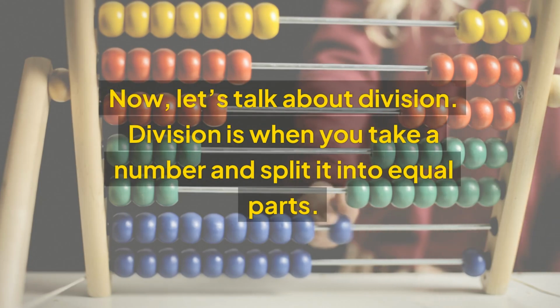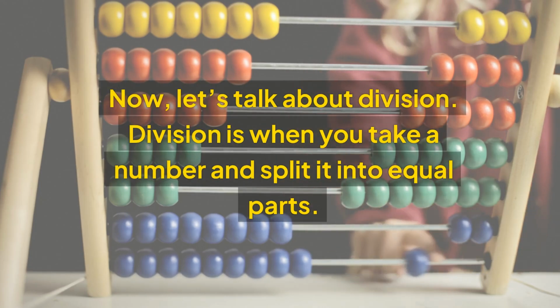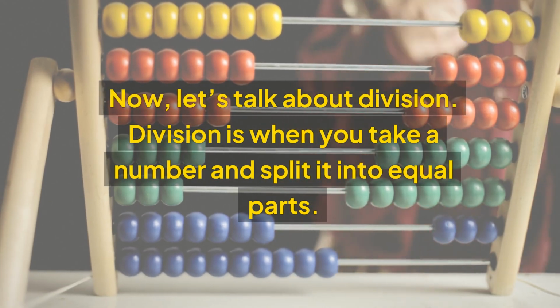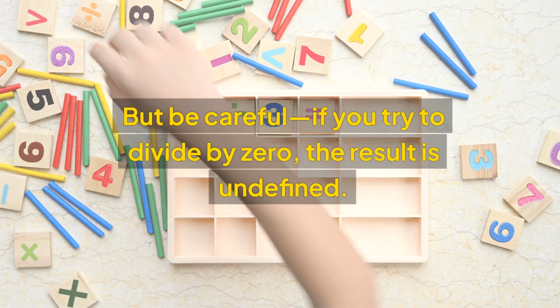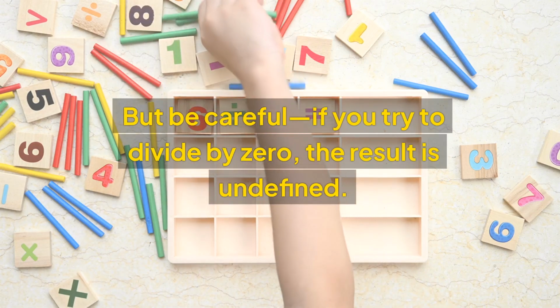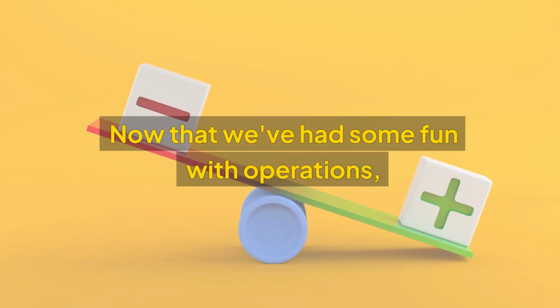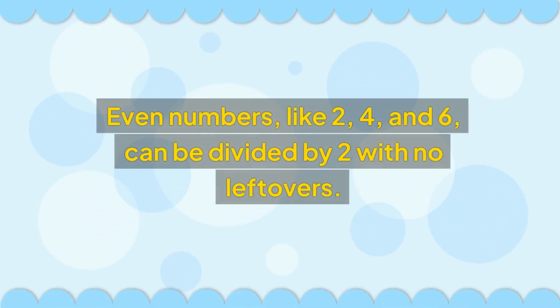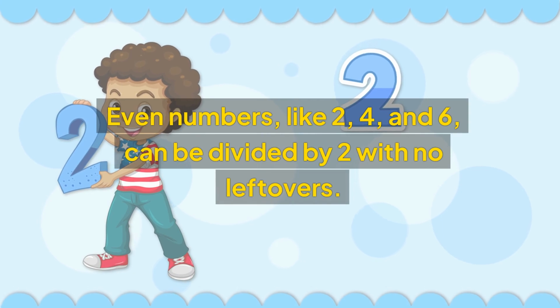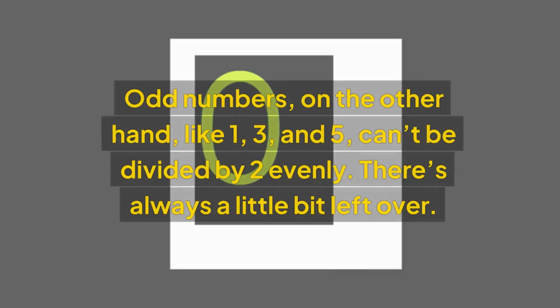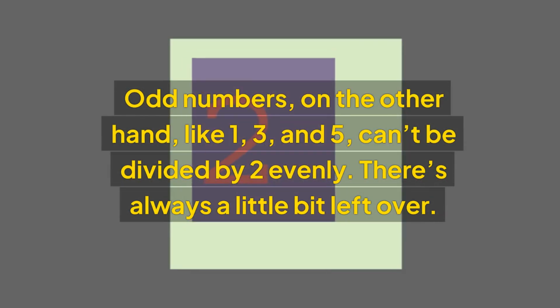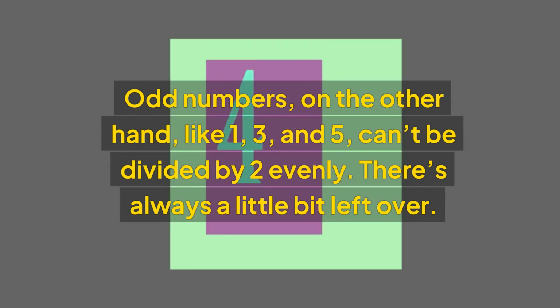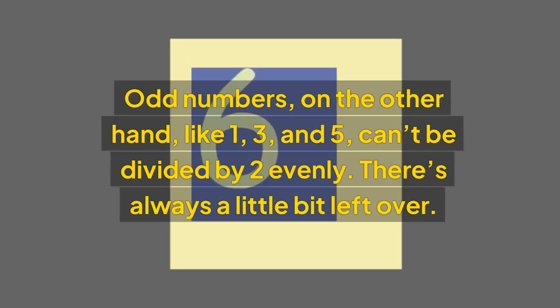Now let's talk about division. Division is when you take a number and split it into equal parts. But be careful. If you try to divide by 0, the result is undefined. Now that we've had some fun with operations, have you ever heard of even and odd numbers? Even numbers like 2, 4, and 6 can be divided by 2 with no leftovers. Odd numbers, on the other hand, like 1, 3, and 5, can't be divided by 2 evenly. There's always a little bit left over.